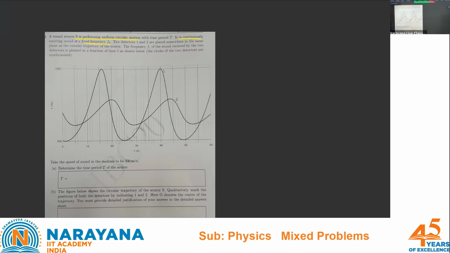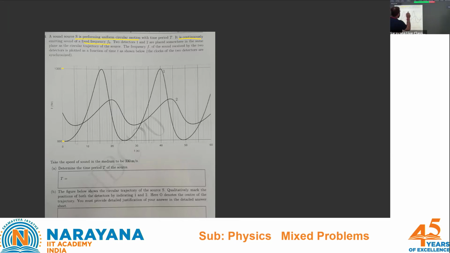The person is moving in a uniform circular motion. There are two detectors placed somewhere in the plane of that circle. Both detectors receive frequencies, and he has plotted the frequency received versus time graph. The frequency values they receive: this value is 1300, this value here is 800. There are other values also which are not depicted, but the maximum and minimum are given.